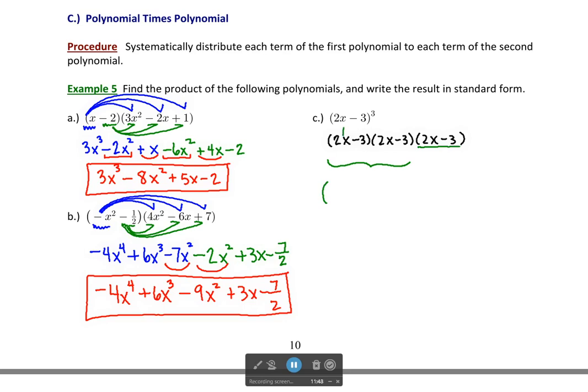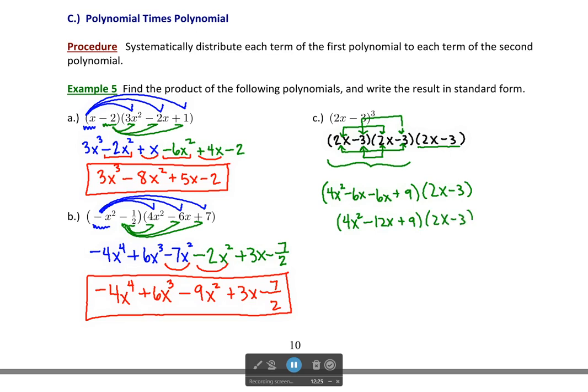So multiplying our first two terms together, 2x times 2x, we get 4x squared. Outside terms give us a product of negative 6x. Inside terms have the same product, negative 6x. And last, we have negative 3 times negative 3, which is plus 9. And I still have this factor out here, 2x minus 3, waiting patiently. Before I continue multiplying, I'm going to combine like terms here. Negative 6x minus 6x gives me negative 12x plus 9.